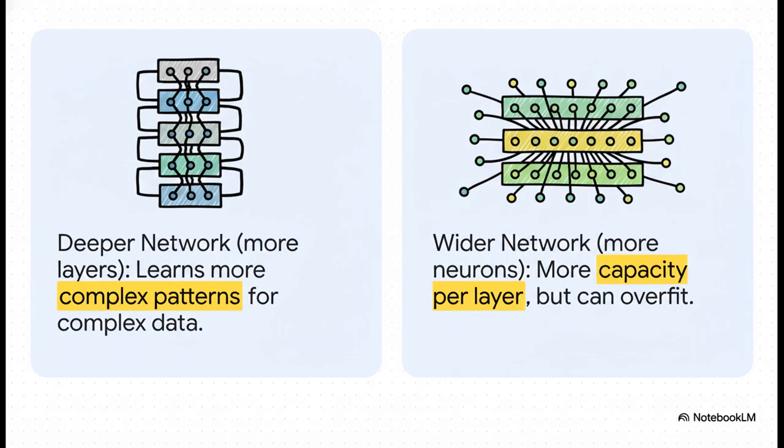And finally, we have to think about the actual architecture of the AI. Do we build it deep, with lots and lots of layers, so it can learn really complex, abstract patterns? Or do we build it wide, with tons of neurons in each layer, so it can memorize more details? There's no single right answer here. It really depends on the problem you're trying to solve.